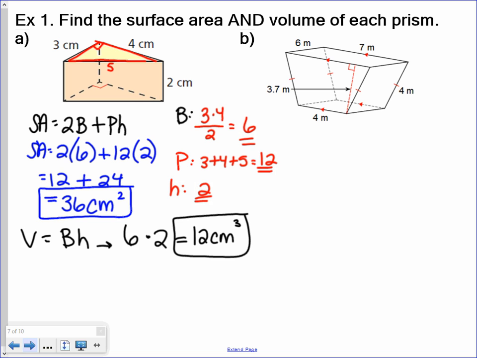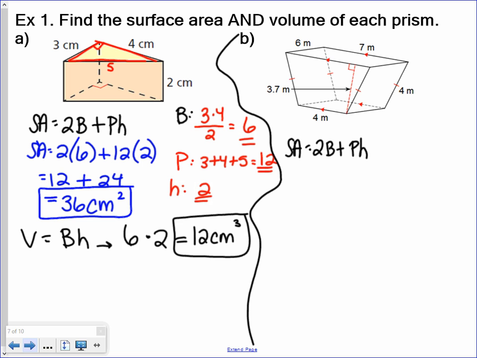Okay, let's do another one. So surface area, 2 of the bases plus the perimeter of the base times the height. Okay, our capital B, the area of the base. What's the shape of the bases in this next problem? Trapezoids. Okay, so I'm just going to highlight right here. You don't have to, but I'm going to highlight. This is our base. That's what we have to find the area of.